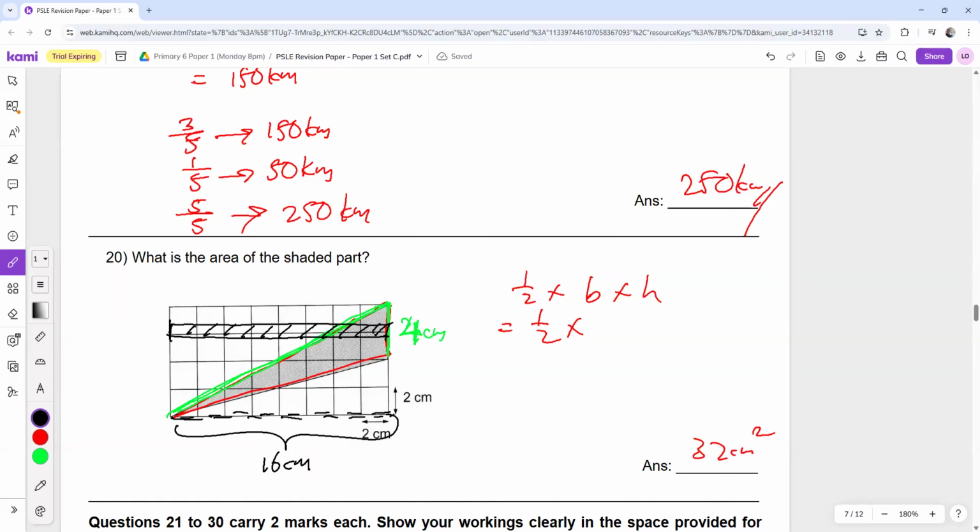So half times base times height. Okay, and you will get what? So 2 divided by 2, 16 divided by 2, then 4 times 8, 32. So no need methods. There's no method to find the triangle area. You just have to use your formula.